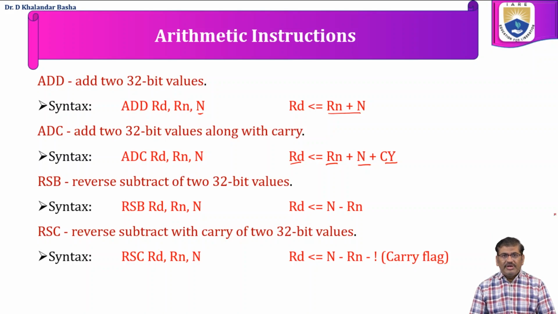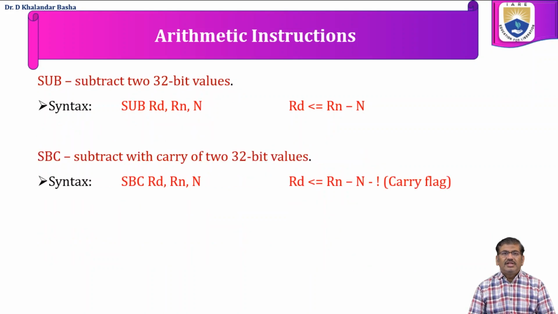So here the subtraction will take place. The barrel shifter output is subtracted with the Rn register contents and the result will be placed in the RD register. The next instruction is RSC, which is reverse subtraction with carry of two 32-bit values. The syntax of this instruction is RSC, RD, Rn and N. So here the contents of Rn are subtracted from the barrel shifter output, that is N, along with the complement of the carry flag, and the result will be stored in the RD register.